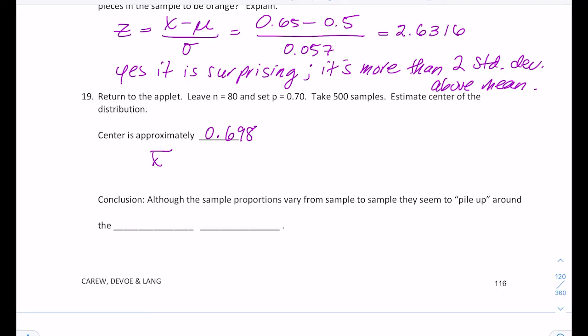So although the sample proportions vary from sample to sample, they seem to pile up around the population proportion, which in this case is P, which is your mean, 0.5. So if you think about the dot plot, all of those points kind of piled around 0.5, which is the actual proportion of orange Reese's Pieces.